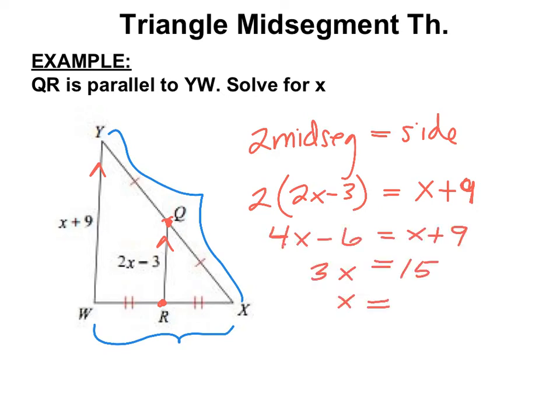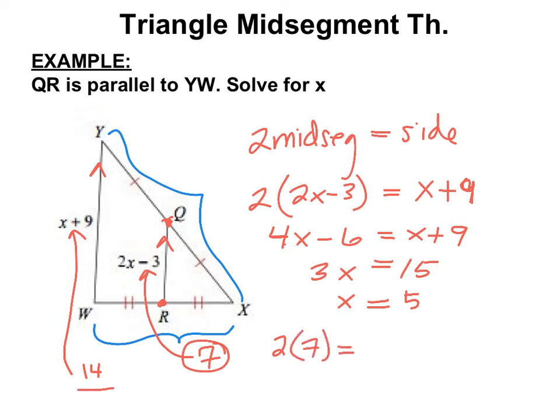So you should have gotten to a point where you end up with x is equal to 5. So let's just test that to make sure. If we plug 5 in for x for QR, we're plugging x into this right here: 2 times 5 is 10, minus 3 is 7. And then we're going to plug x into right here: x plus 9 is 14. So is 2 times the length of the midsegment equal to the length of the side? Yes, so this must be our answer, 5.